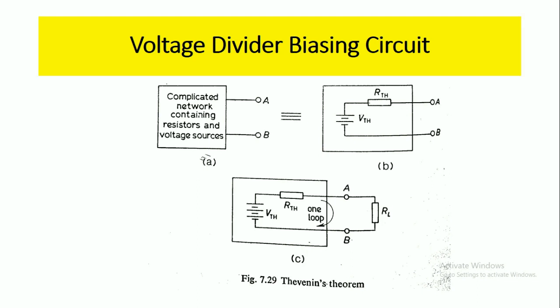Suppose we have a complicated network containing resistors and voltage sources. Here A and B are the two terminals in this network. Thevenin's theorem states that this circuit acts as if a voltage source VThevenin in series with a resistance RThevenin is connected between this pair of terminals, A and B. Now when we connect the resistance RL across the terminals A and B, only one loop is seen. So it becomes very easy to calculate the current in that resistor. The power of Thevenin's theorem lies in converting the complicated network into a simple loop circuit.